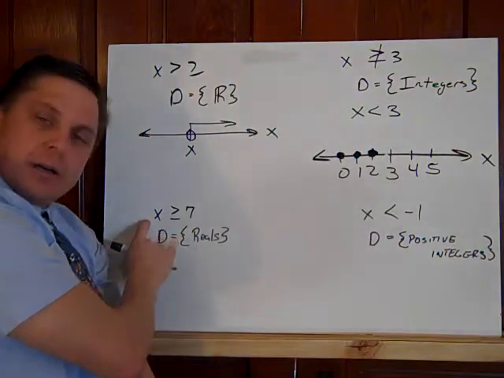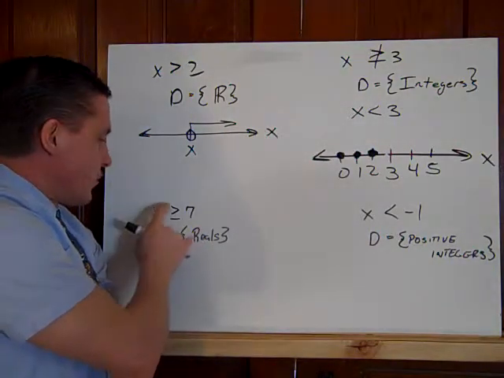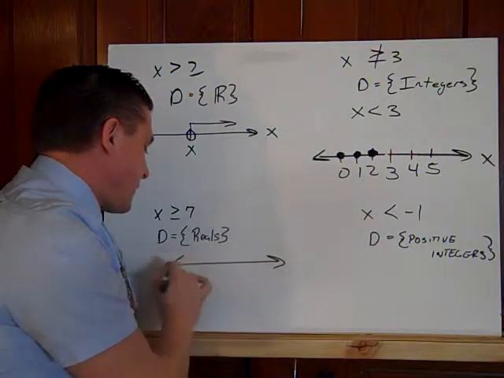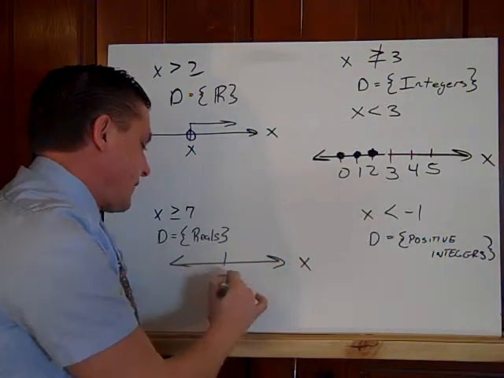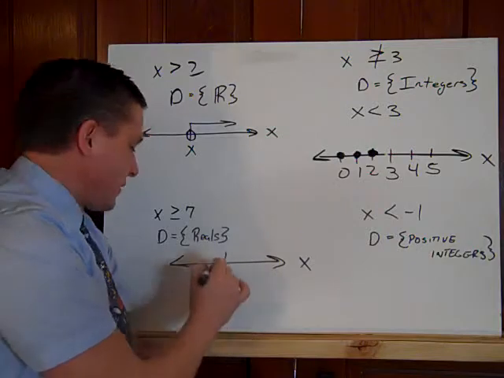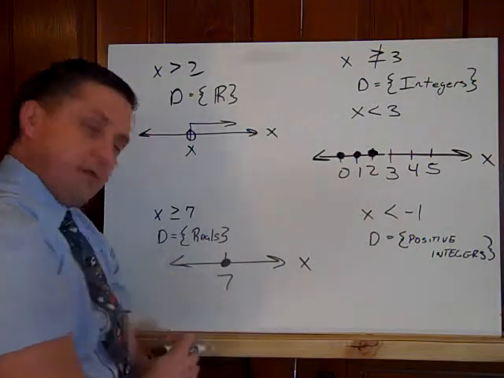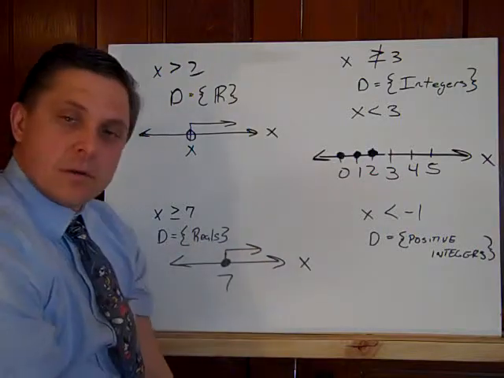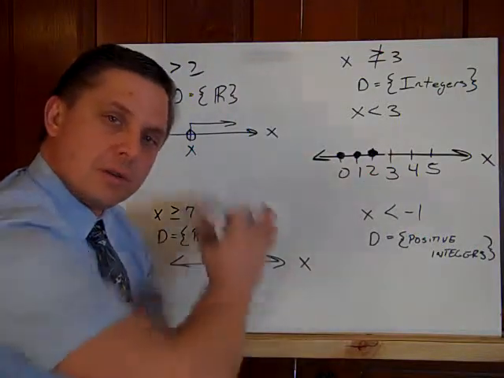This one, in the right corner. X is greater than or equal to 7, domain is real. So again, you don't have to worry about whether it's dots or not. X, 7, is it equal? Yes, so it's a filled in dot. That means X is equal to 7, and that's every number to the right. X is greater to the right.